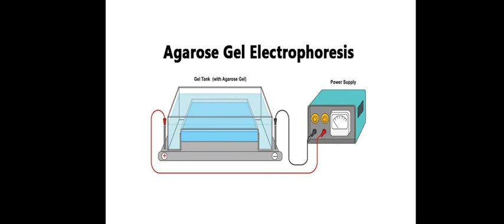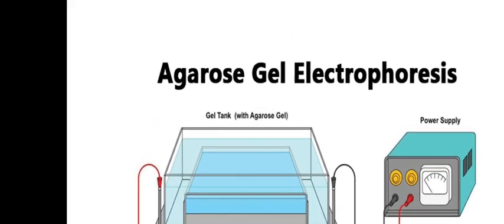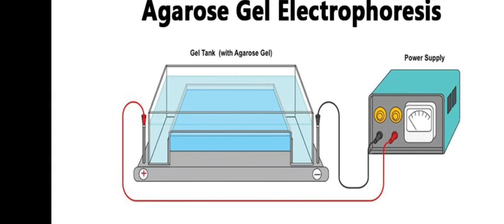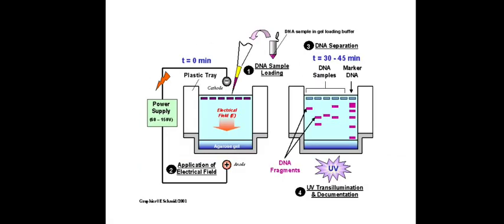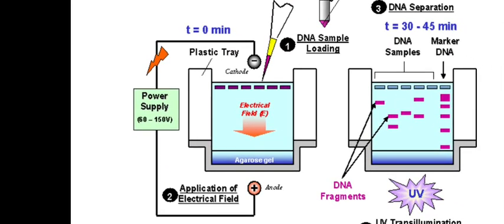So this is the setup of agarose gel electrophoresis. Here you can see there is a gel tank, the agarose gel sheet. It is also connected to the power supply, negative and positive supplies. The positive electrode and the negative electrode. And the negative electrode, remember, is the cathode, and the positive electrode is the anode. So this is how the final setup is. You apply the electric current. You can see here the loading, after loading.